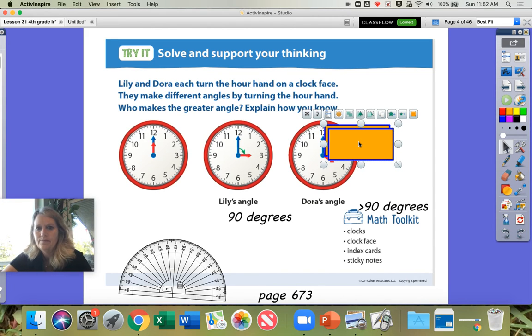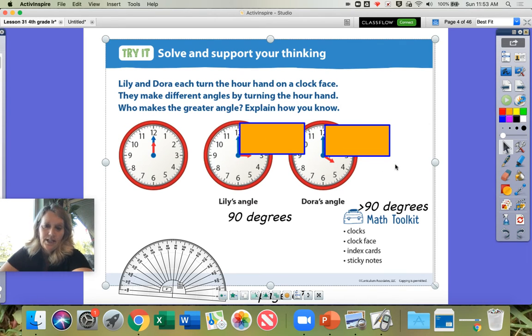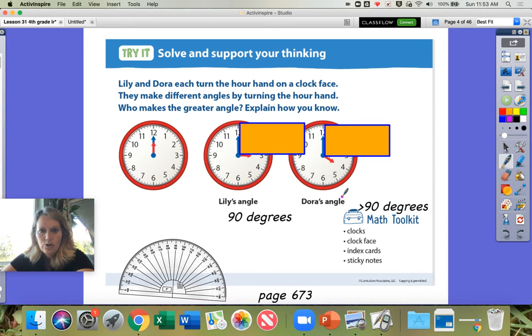Command D. I'm using a different computer than I usually do because I like to have a few more tools. So I don't have the touch screen, but I could use the tool. So that seems to work out well. So there's my proof in the picture. You can see 90, greater than 90. So who makes the greater angle? Dora is the answer. So Dora.